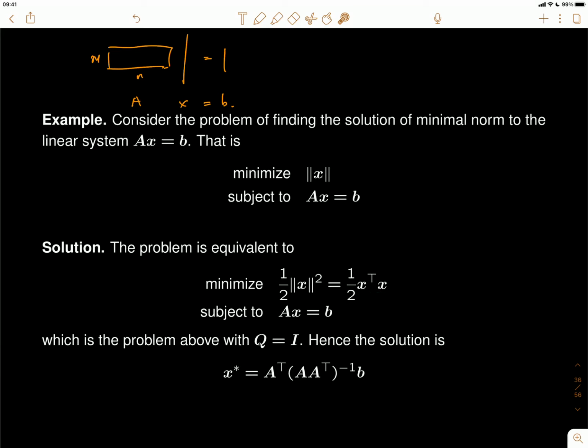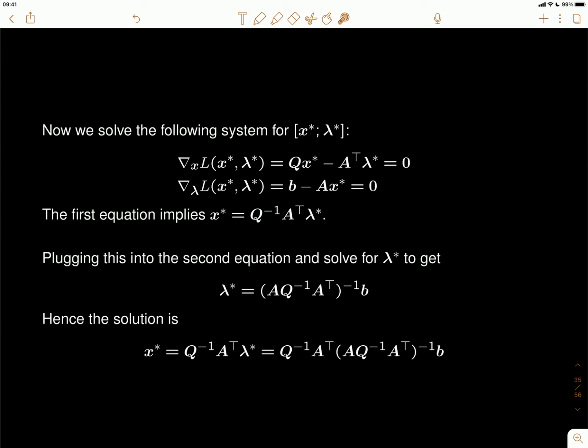So in this case, the constraints are as before, and the quadratic function is just x transpose x, which means Q is the identity matrix. Then we can use the formula we just got. The minimizer has a closed form equal to this, where Q is just the identity, so its inverse is also the identity.